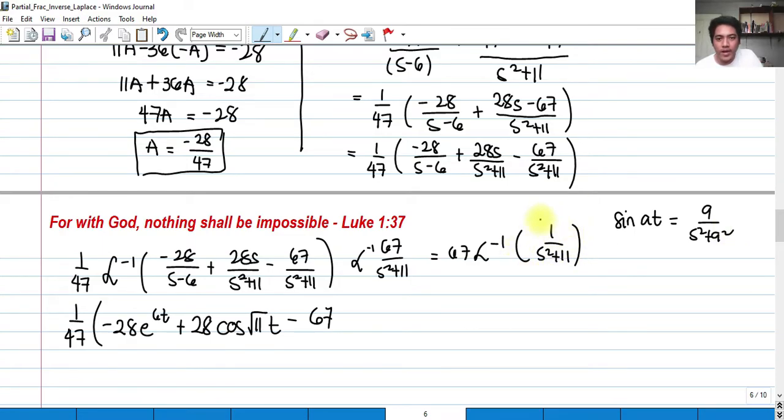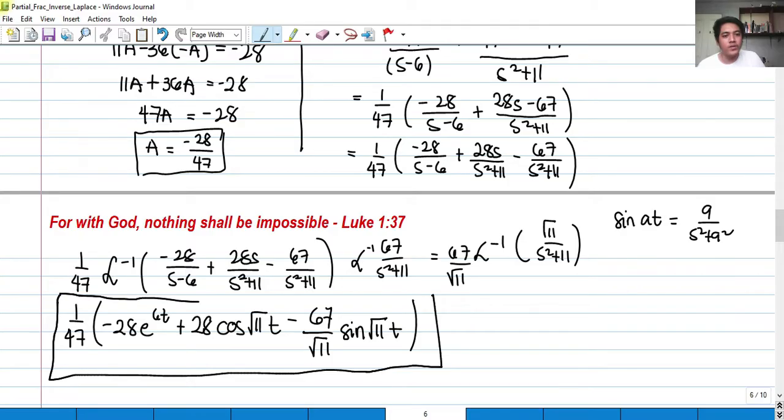So I can multiply this by square root of 11 over square root of 11. So if I multiply this by square root of 11 over square root of 11, I can factor out the square root of 11 on the denominator side, so that my inside function of the inverse Laplace can now be replaced by simply sine of square root of 11 t. So I will be having square root of 11 here, and this should be sine of at, where a is square root of 11, t. So our value of a here again is square root of 11, hence we have square root of 11 here. So this is our answer for the inverse Laplace of the given F(s).